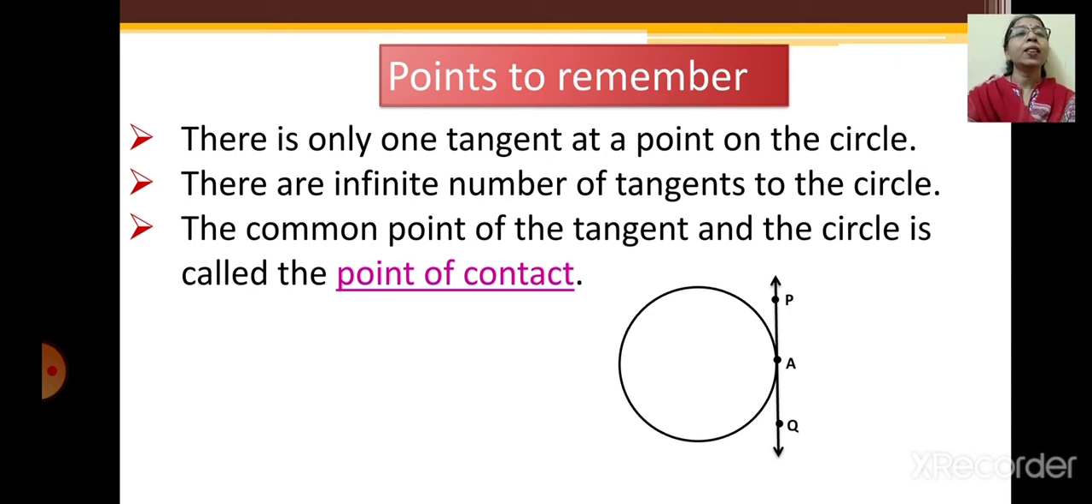Third point, the common point of the tangent and the circle is called the point of contact. So here point A, this point A is the point of contact.